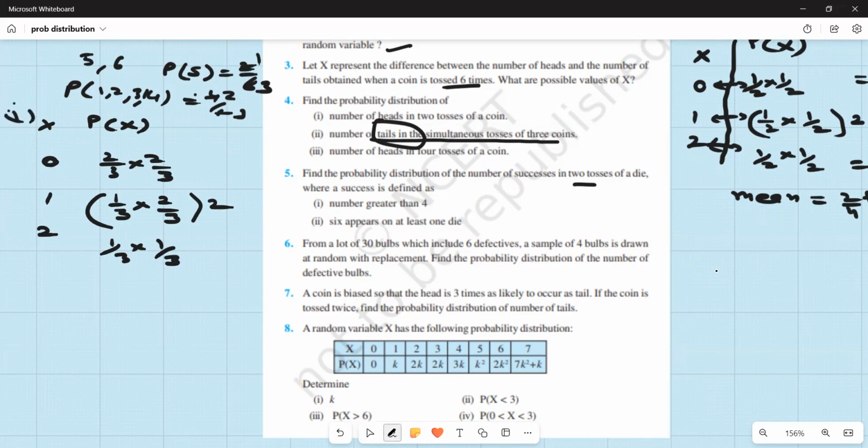Second case, 6 appears on at least one die. At least one die means both dice can be there. So X is 0, 1. Okay, because at least one die they have it. So in 1 you will count 2 also. So accordingly you will take 6 appears on 1. So no 6 is coming. Means if 1 by 6 is the probability, then no 6 is coming is 5 by 6.